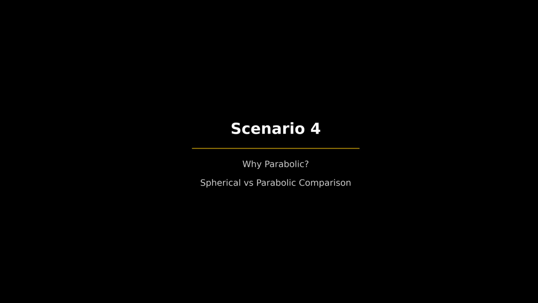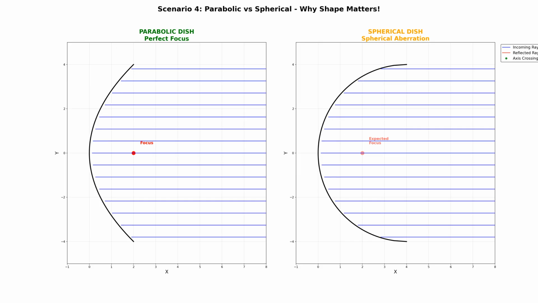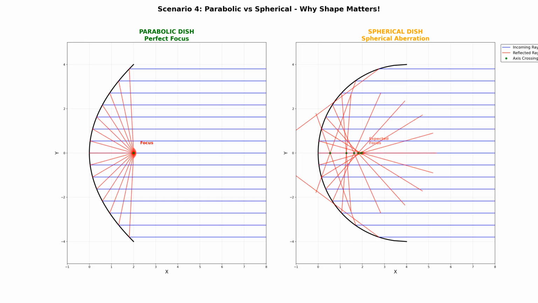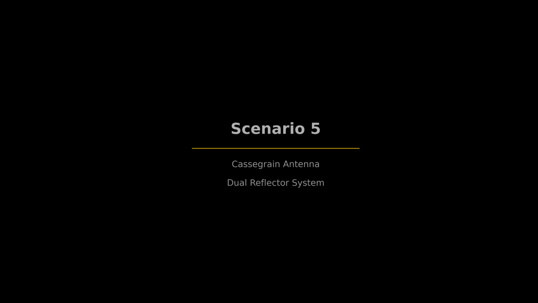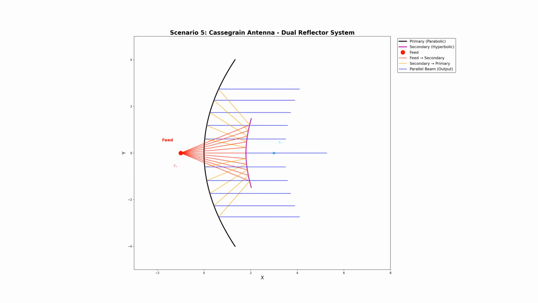Why parabolic? A spherical dish suffers from spherical aberration. Marginal rays focus closer than paraxial rays. Only a parabola brings all rays to a single point. The Cassegrain design uses a hyperbolic secondary to fold the optical path, allowing the feed to sit behind the dish, reducing weight and blockage.